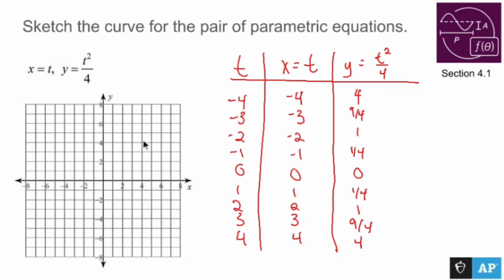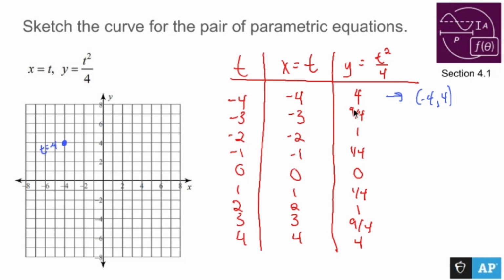Now, what we usually do with parametric equations is we not only plot the points, but we also plot the direction in which these points are headed. And the direction that you choose is always with the increasing t. So these are the points that I have. And I'm not going to write all these out because that would take too long. But if I have an x value of -4 and a y value of 4, I get -4, 4. And then I would get -3, 9 over 4, and so on and so forth. So -4, 4 lives here. And I will say that that's when t was -4.